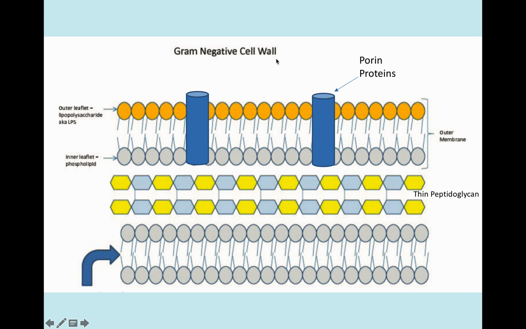This is the image from the book that I modified slightly, adding these little tubes here indicating the porin proteins. Outer leaflet lipopolysaccharide, inner phospholipids, thin layer of peptidoglycan, and the cell membrane. Okay, again, the outer membrane is outside of the peptidoglycan, and the peptidoglycan is outside of the cell membrane.